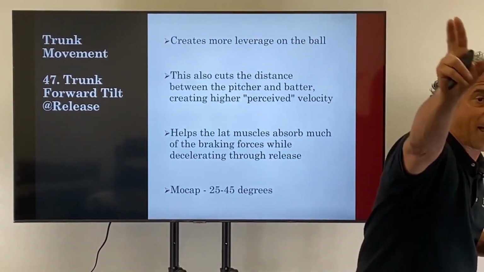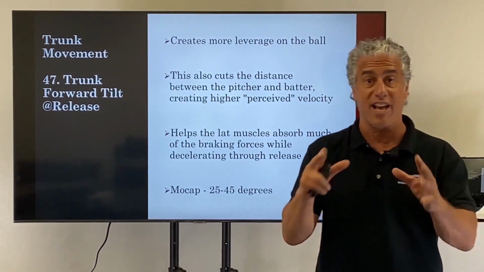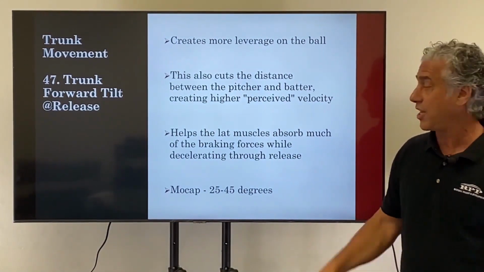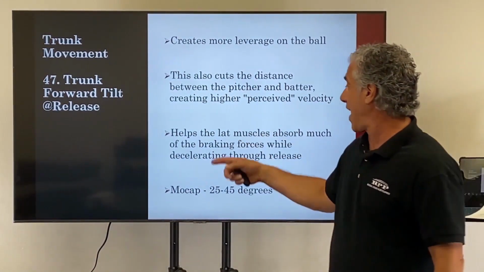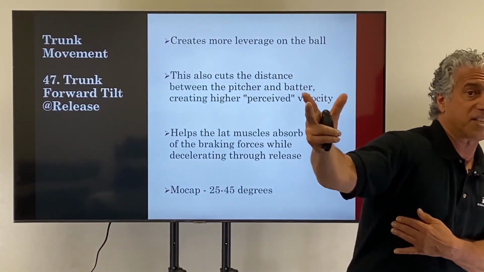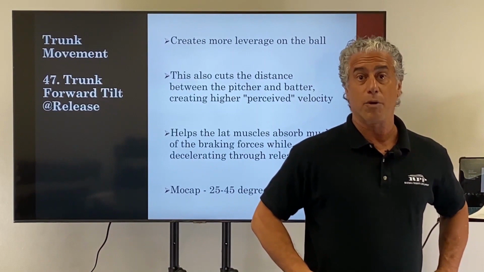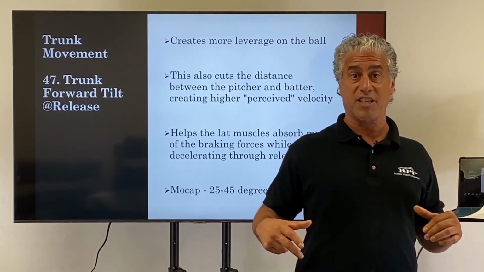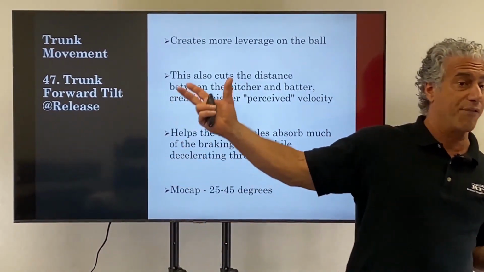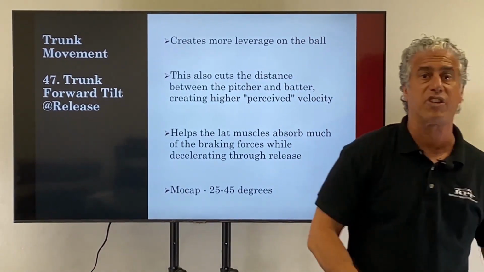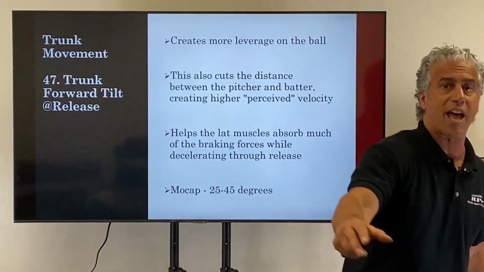The closer he can get to that batter before he releases the ball, the less time the batter has to actually react to that pitch. Okay? It also helps the lat muscles absorb much of the decelerating forces of the arm, assuming that anterior pelvic tilt is good and thoracic extension is good. When we get out front, this will help the lat absorb a lot of this deceleration of the arm instead of the arm just slamming shut.